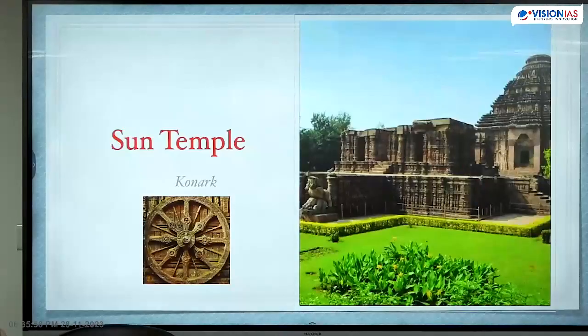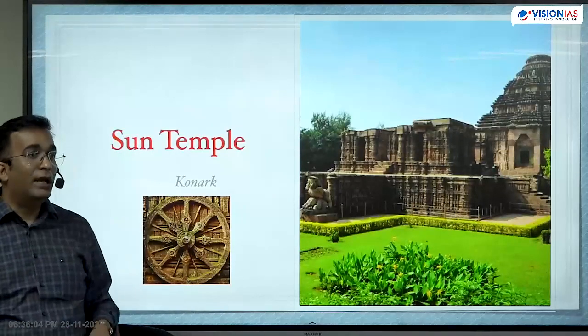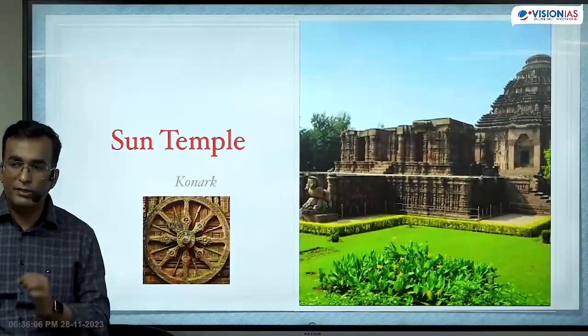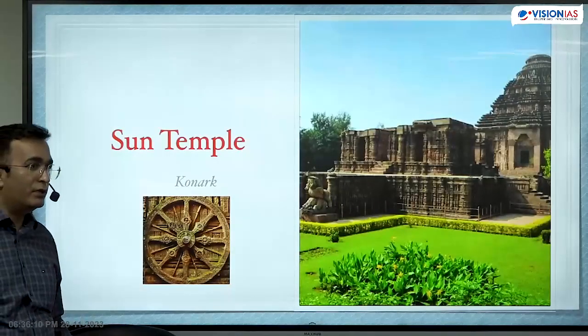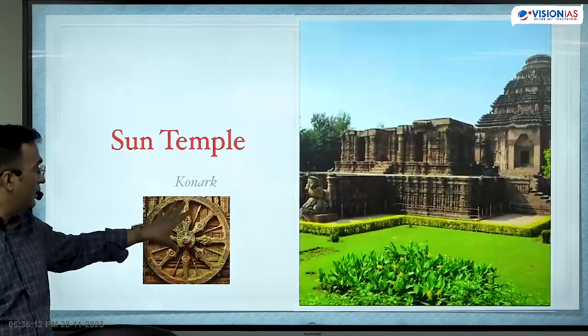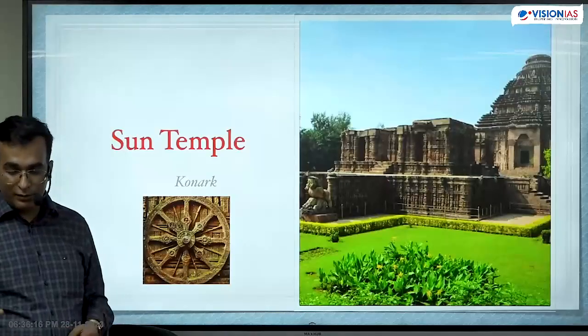Then the Sun Temple of Konark. In fact, there is this sundial in the Konark temple, and it is said that this sundial provides the exact time. Even the microseconds are correct when it is in the light of the sun. So sundials are created over here.